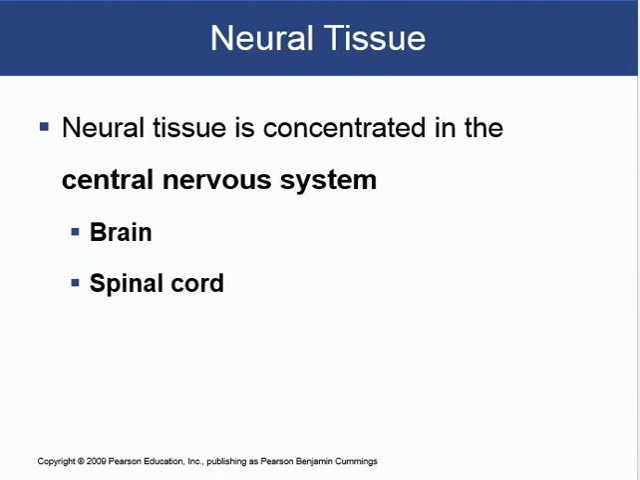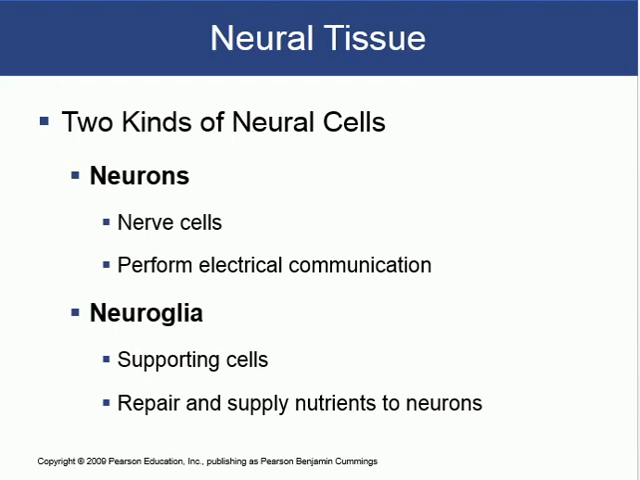Where is your brain? Inside what bone? Skull. And the spinal cord inside? Vertebral column. So this is the central part. The peripheral part will be the outside part. The neuron is the actual nerve cell. Neuroglia are other cells in the nervous system that are supportive.